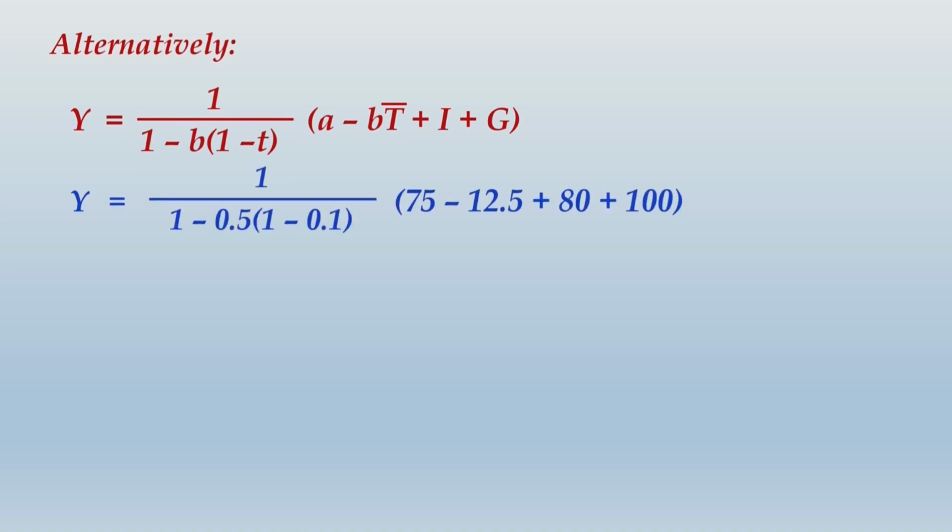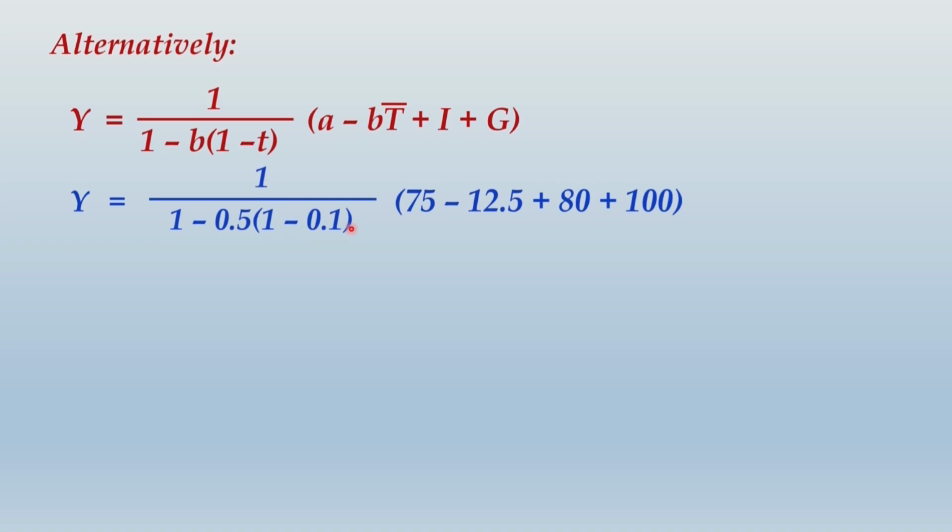But if I substitute all the values individually, 1 minus b into 1 minus t over here, and 1 divided by that whole thing will give you the multiplier. That multiplier should be multiplied by this whole term. A was 75, b into T bar we have obtained as 12.5 with a minus sign, I and G were given in the question. If I am solving this part, this is going to be 1 divided by 0.55. I have shown you that already. Individually, if you want, you may again try calculating it.